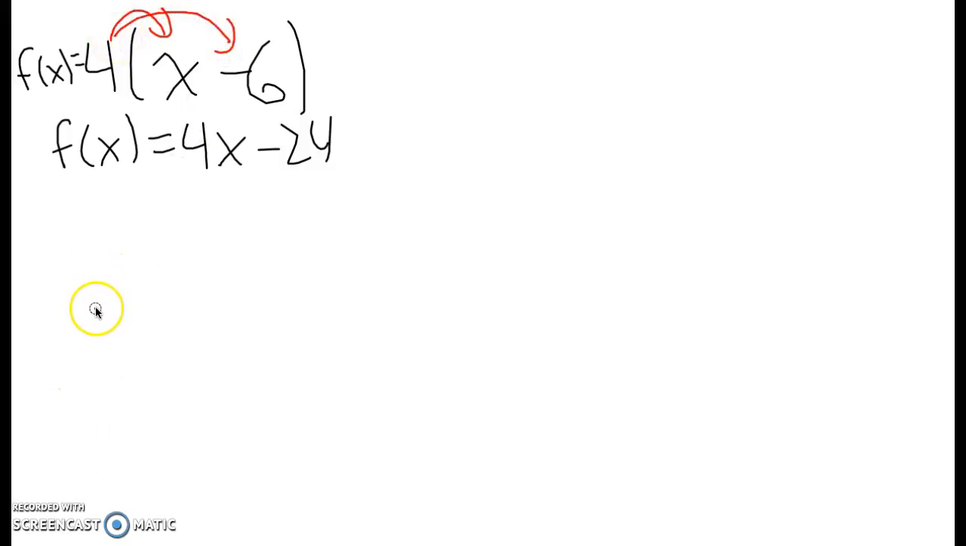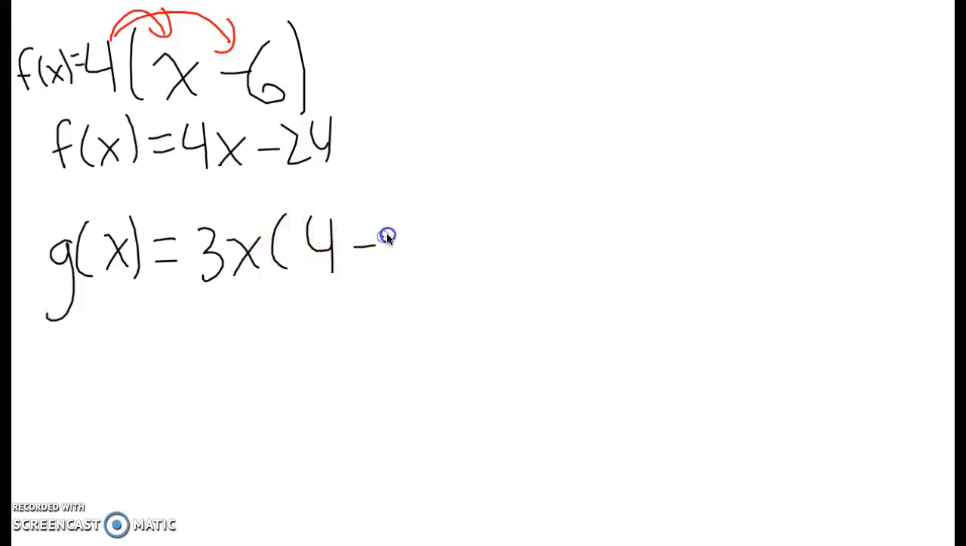Now, when we have more complex examples, you'll see that this process is very important before we calculate the derivative. If g of x is equal to 3x times 4 minus x squared, you might just think, oh, okay, I can differentiate this part and I can differentiate this part separately and then they just get multiplied together later. But for a couple reasons that doesn't work out. So what we're going to do is actually just distribute here.